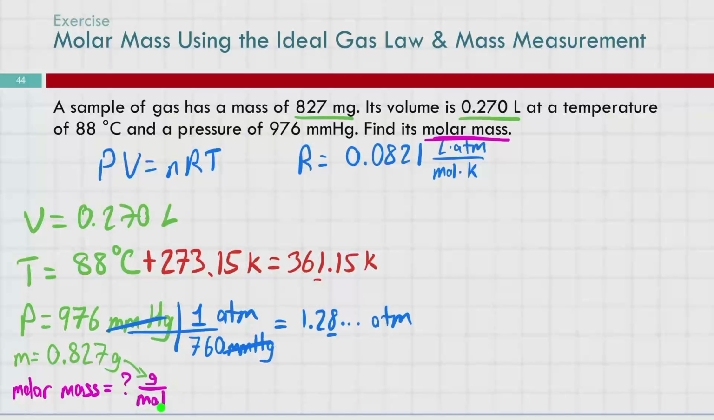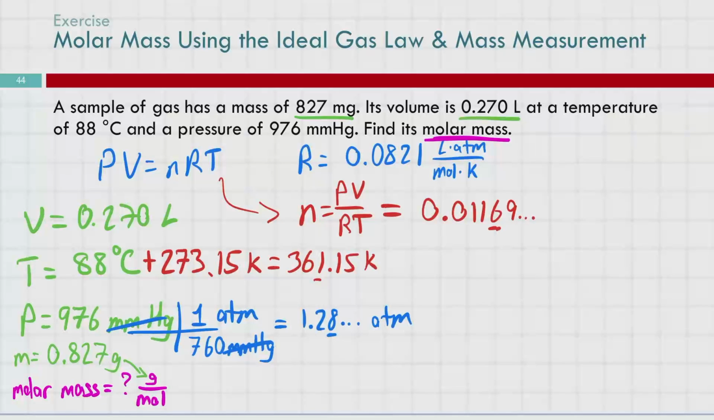So we're going to need to find moles with our PV equals nRT. We do some algebra, and n equals PV over RT. n is our number of moles. Then we can plug in for PV and RT, and we will get 0.01169 moles after we do that.